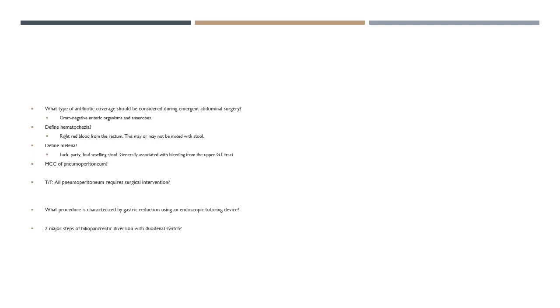Next, we're going to define melena. Melena is a foul-smelling stool, generally associated with bleeding from the upper GI tract. So this is going to be black and foul-smelling stool. This is going to be melena, whereas hematochezia is going to be bright red blood per rectum, typically due to a lower GI origin.